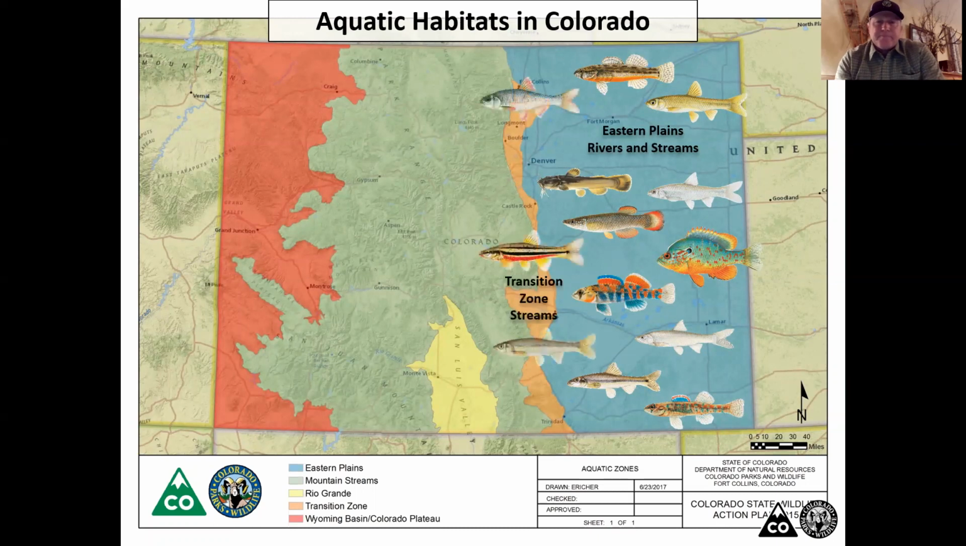In contrast to that, we also have transition zone stream fish that are kind of unique, like common shiner and red side shiner. These are fish that live in the transition from the steep gradient mountain streams into the Eastern Plains, the low gradient, lazy river systems.